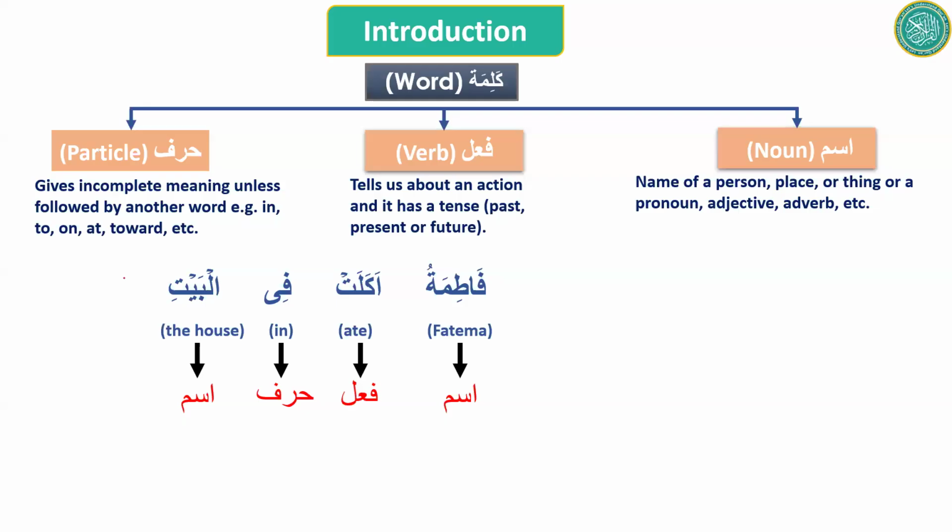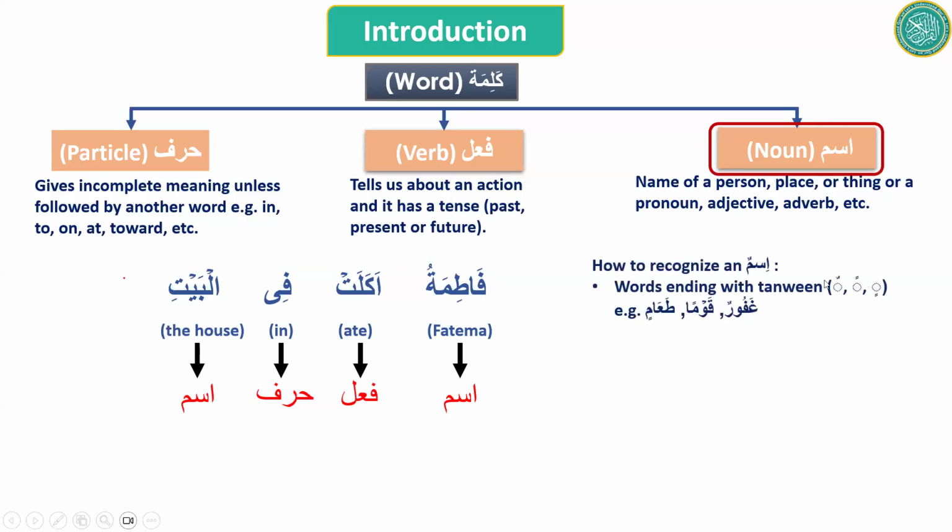So, this was an easy exercise to identify ism, fail, and harf. It is not always that easy. It will be confusing at times. It will be difficult to differentiate. So I am giving you some tips. It was talked about in the first session as well.